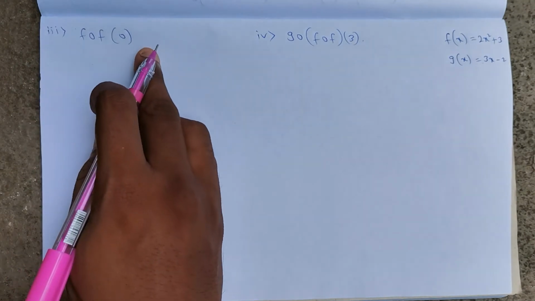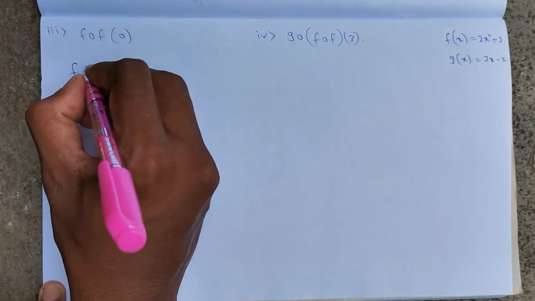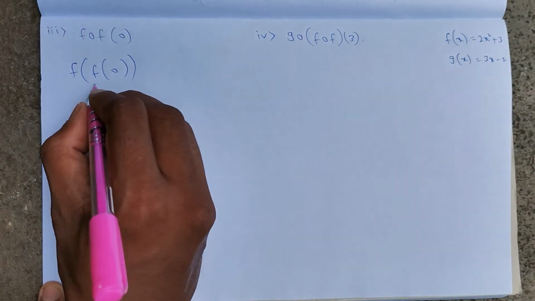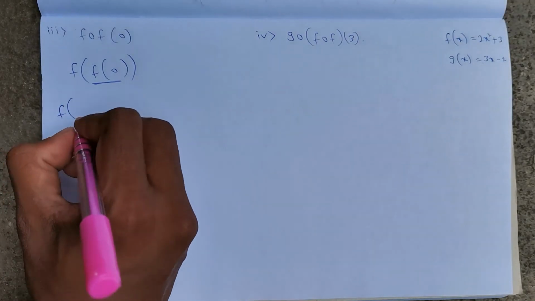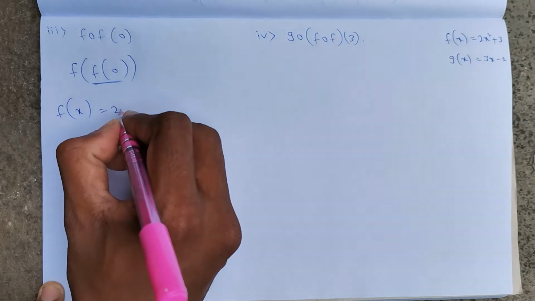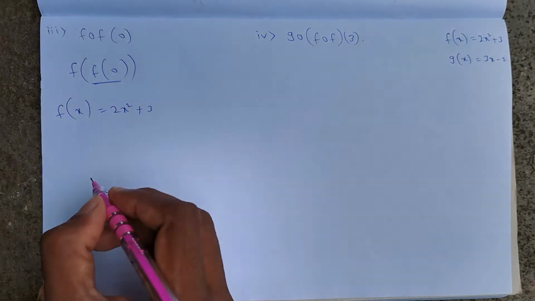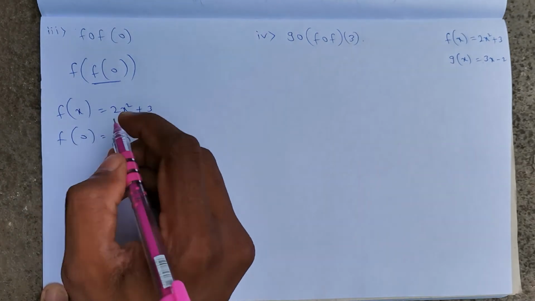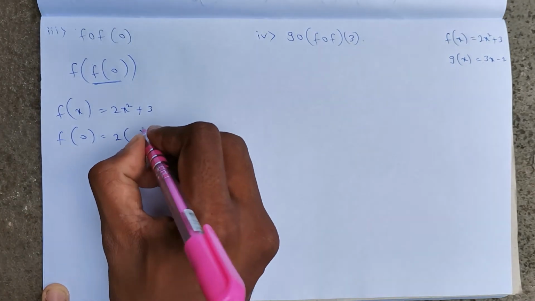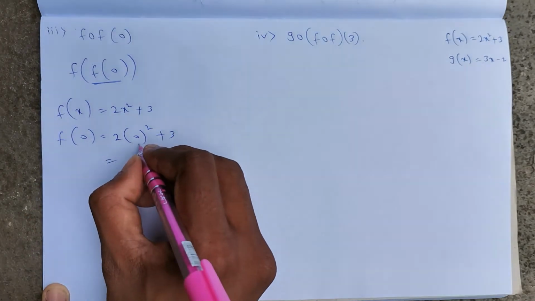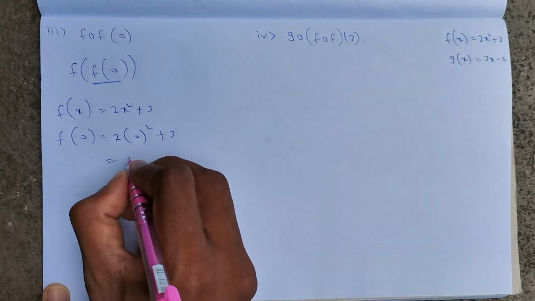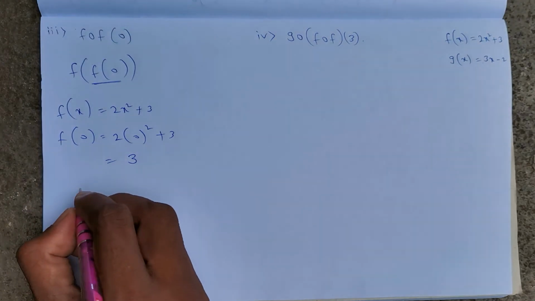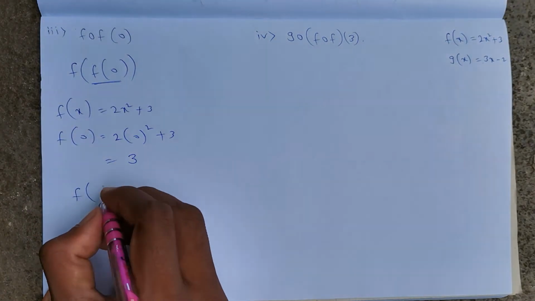Okay, the next question is f of f of 0. So first we need to find the value of f of 0. f of x is given as 2x square plus 3. Then f of 0 value, how much? Simply in the place of x we need to substitute 0. So 2 of 0 square plus 3. Here 0 square is 0, 0 into 2 is 0. So 0 plus 3, it is 3. So now here f of 0 value we got as 3.